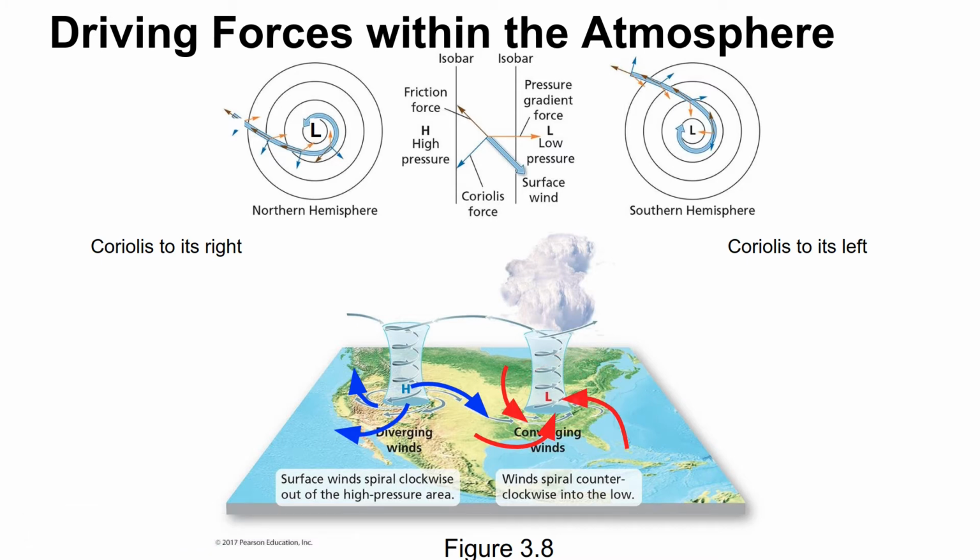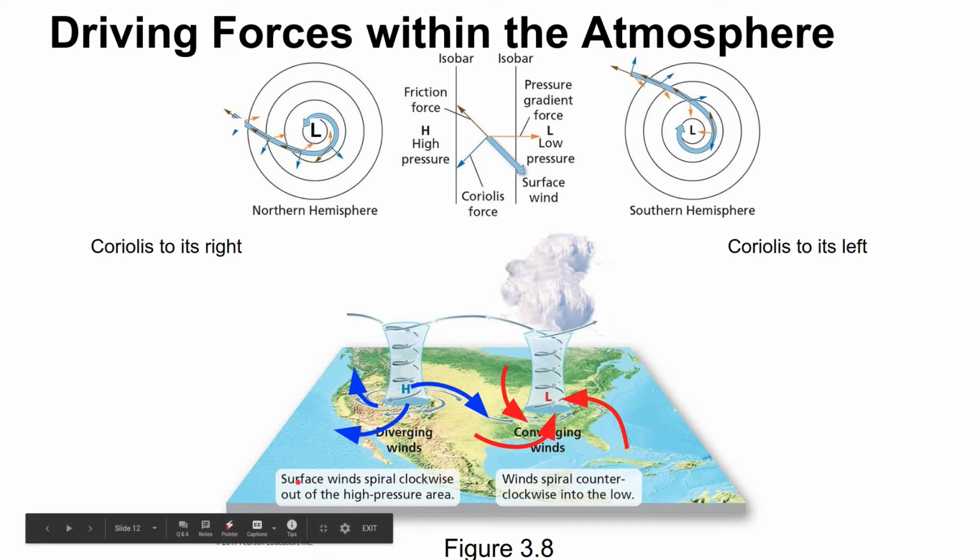In the southern hemisphere, those directions are reversed. If there's high pressure, it rotates counterclockwise. Low pressure rotates clockwise. I'll just say that in the northern hemisphere, surface winds spiral clockwise out of the high pressure, and winds spiral counterclockwise into low pressure.